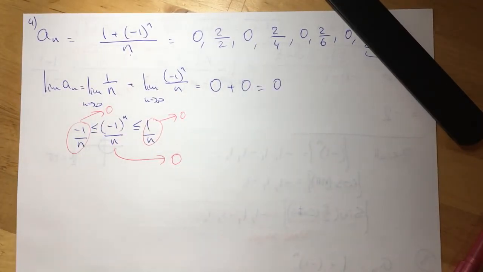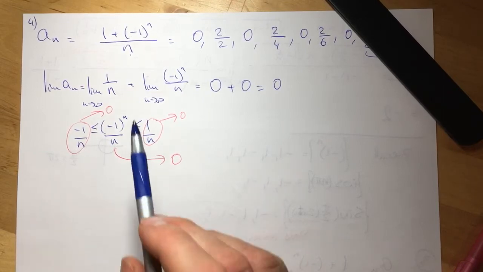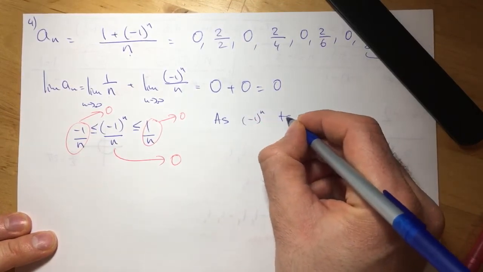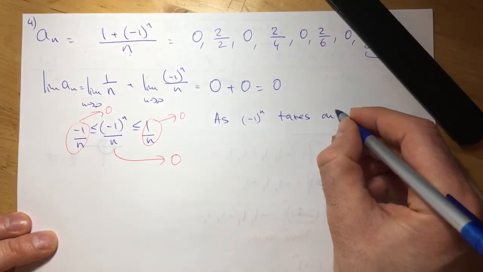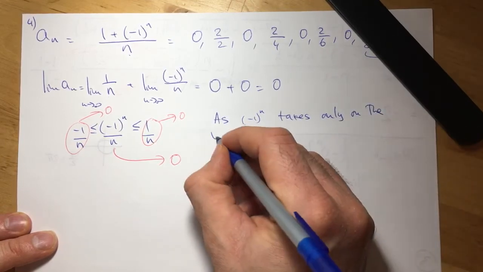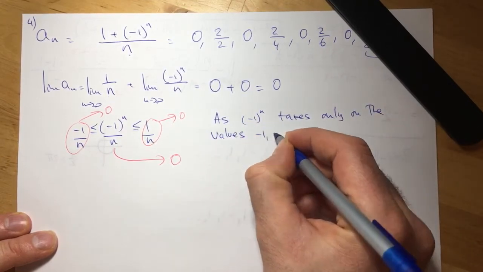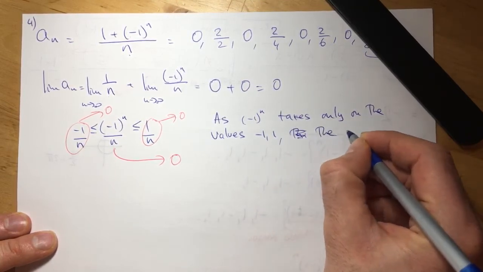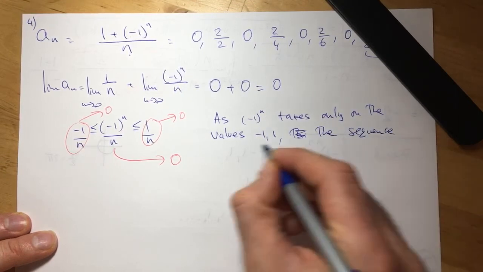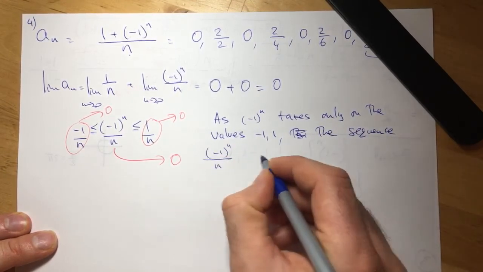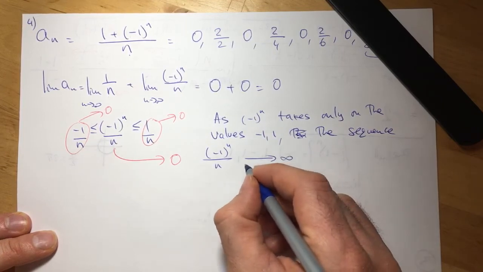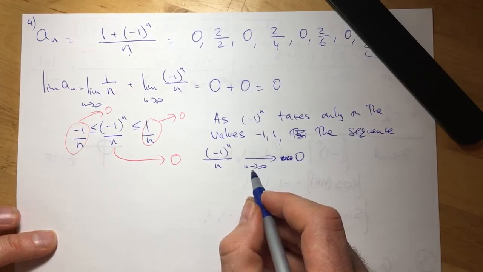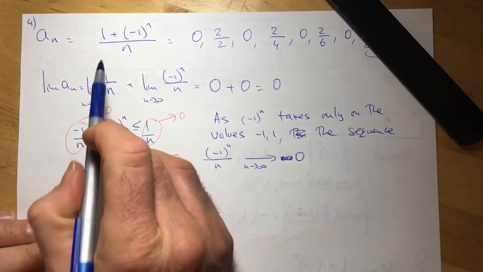Do you have to use the squeeze theorem here? Well, no, not necessarily. Why? Because you can just write that negative 1 to the power n takes only the values negative 1 and 1. The sequence negative 1 to the power n over n will eventually go to 0 as n goes to infinity.